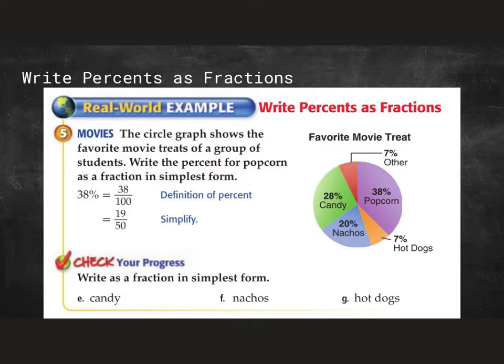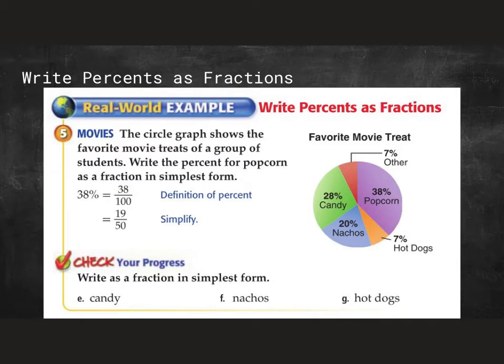So now we're going to write percents as a fraction. We know by the definition of a percent that a percent is just a number over 100. So I'm going to take the percent, put it over 100, and then simplify it down as far as I can. Looking at example 5, the circle graph shows the favorite movie treats of a group of students.